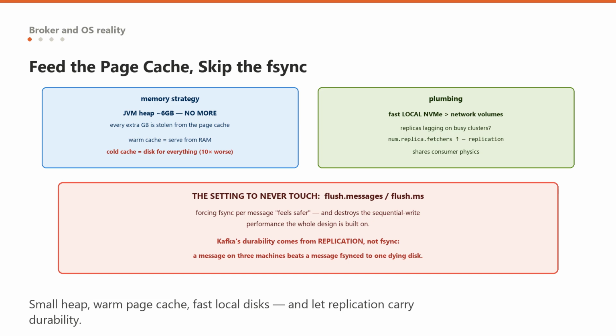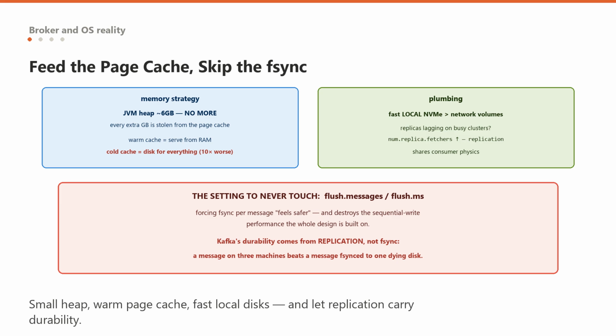A 6 GB heap is plenty, and every gigabyte beyond it is a gigabyte stolen from the cache that actually serves your reads. It also means brokers should not share machines with memory-hungry neighbors who evict that cache. A broker with a warm page cache serves consumers from RAM. A cold one hits disk for everything, and the difference is an order of magnitude.